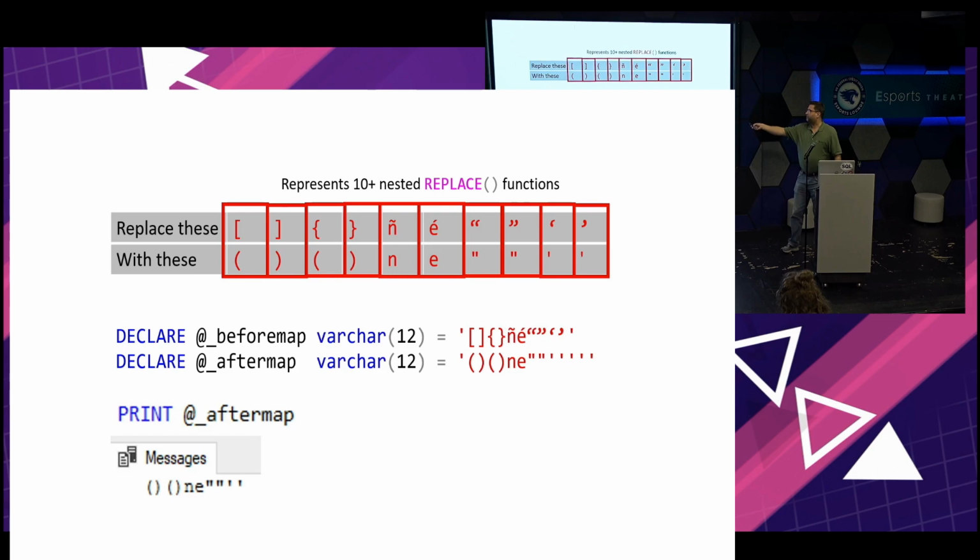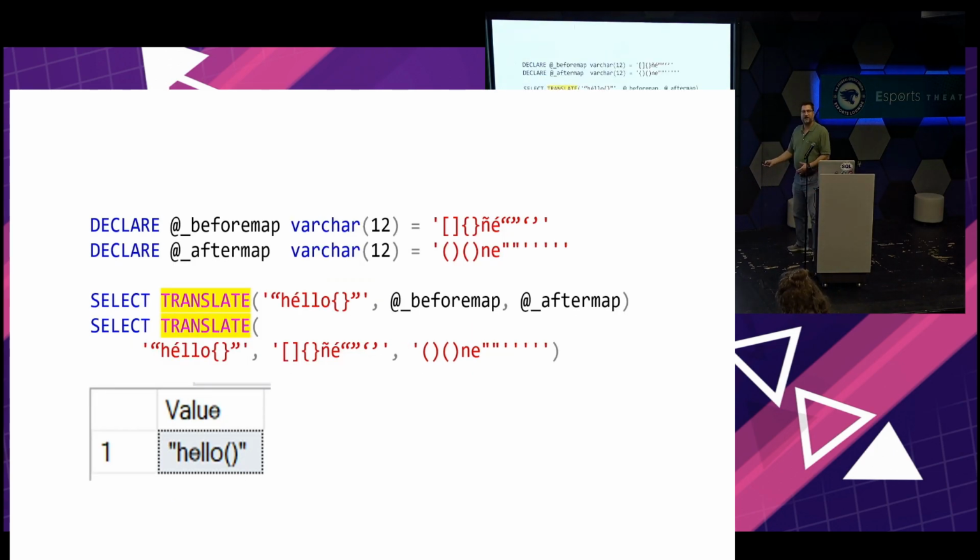And I can prove that by printing after map. After I've done this, you can do this at home. The slides will be available at the end. You can prove that by printing it out, and you will see that there's only two because I only have two right here. So let's introduce the translate function.